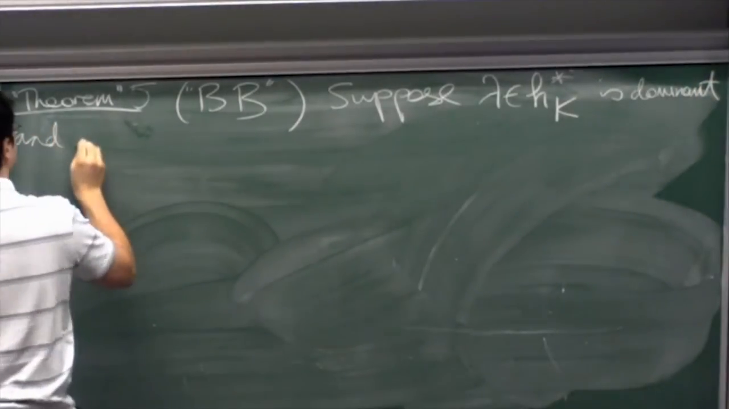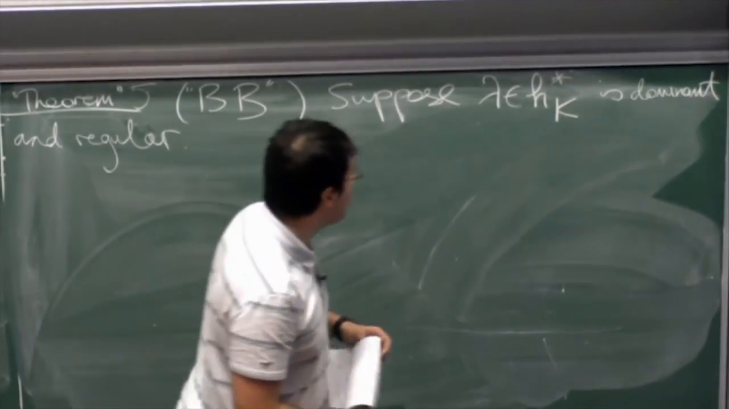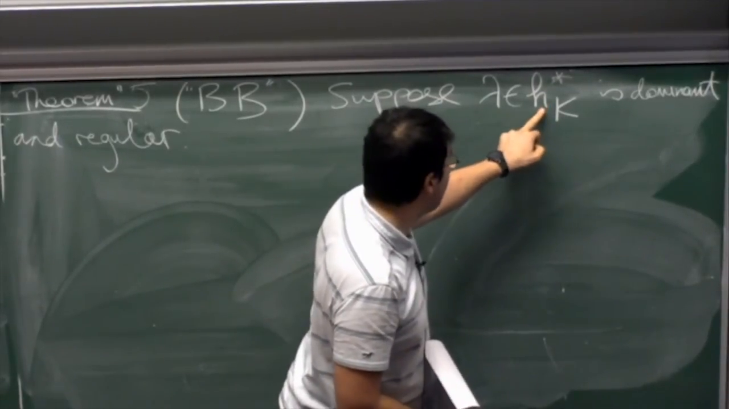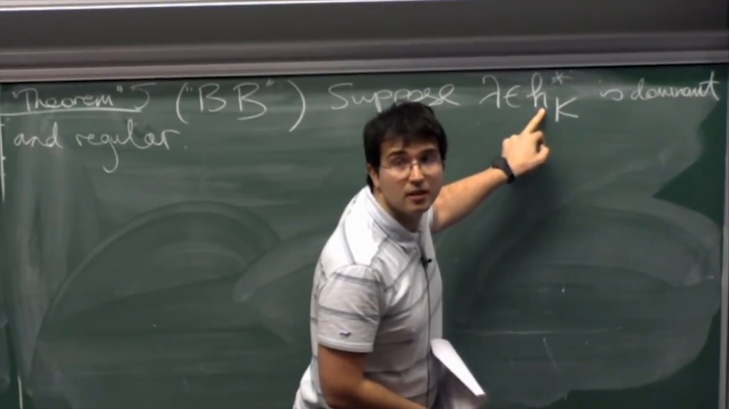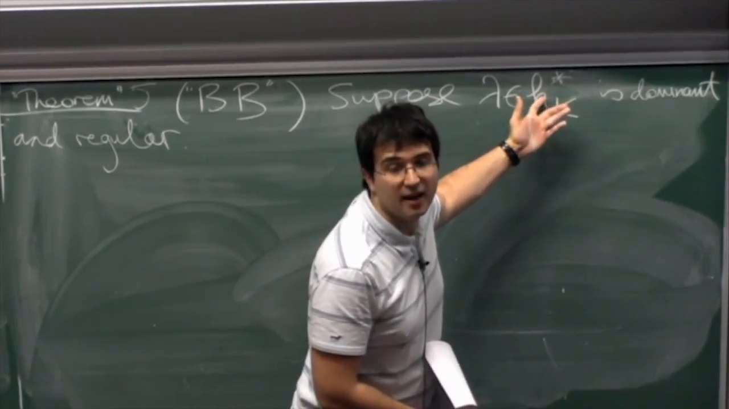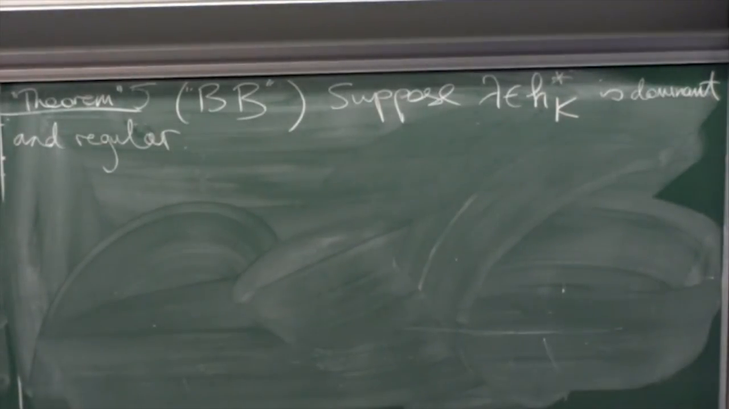Suppose I have a linear form on H with values in K, H being the Lie algebra of a split maximal torus in G as before, so let's suppose it's split for simplicity. But it's a Lie algebra theorem, so I don't care. And dominant in the way I've defined earlier, and regular meaning that the stabilizer in the Weyl group under the shifted action is trivial.